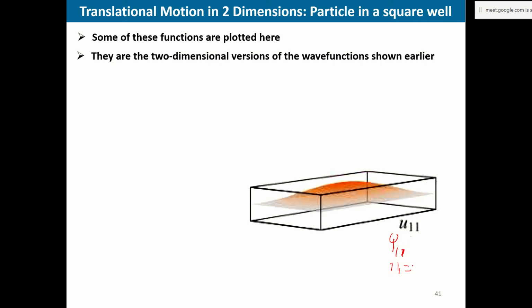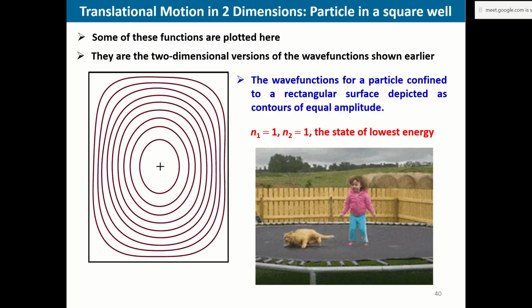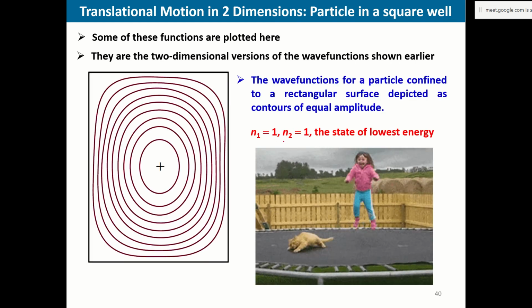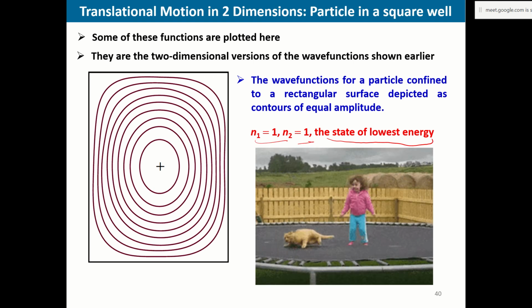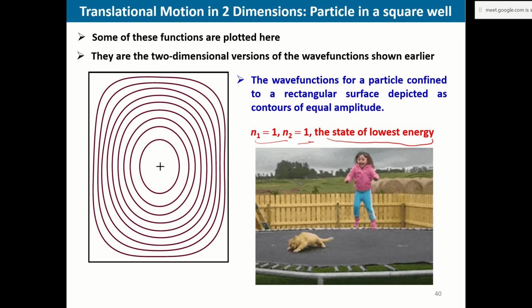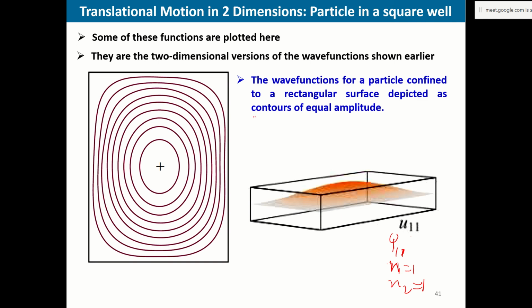So 1 1 means you have psi 1 1, which means n1 is equal to 1, n2 is equal to 1. Both the quantum numbers along x and y are equal, and then we can show it like this. So these are the points. This is the lowest possible energy state that we can think of, n1 equal to n2, both equal to 1. These are the contours of equal amplitude that are drawn.